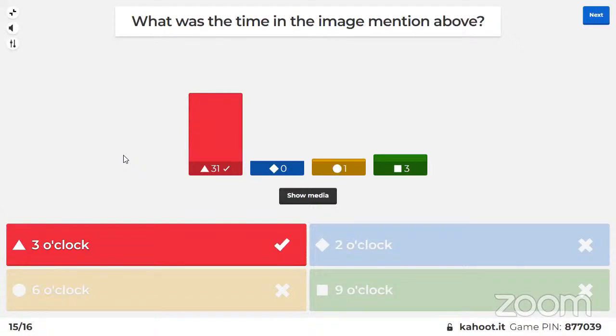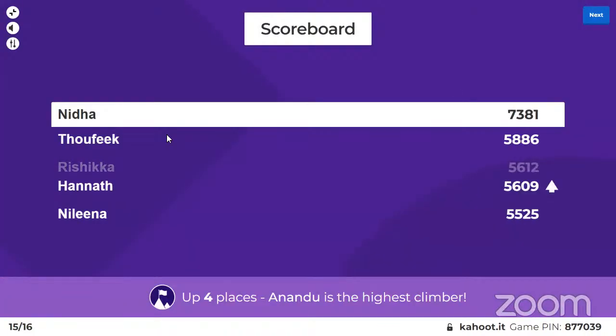All right, almost everybody has answered it correctly. 3 o'clock was the time in the image. One more question we have based on the image. So before that, let's move on to the scoreboard.